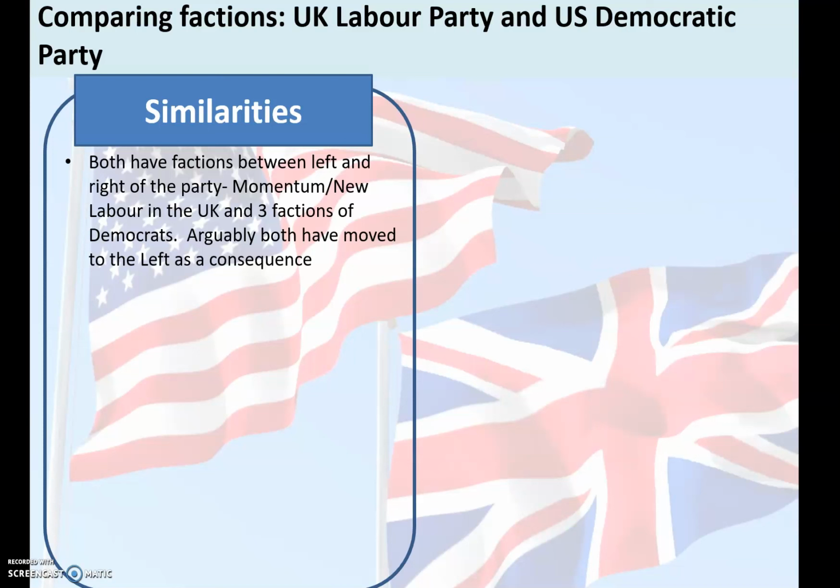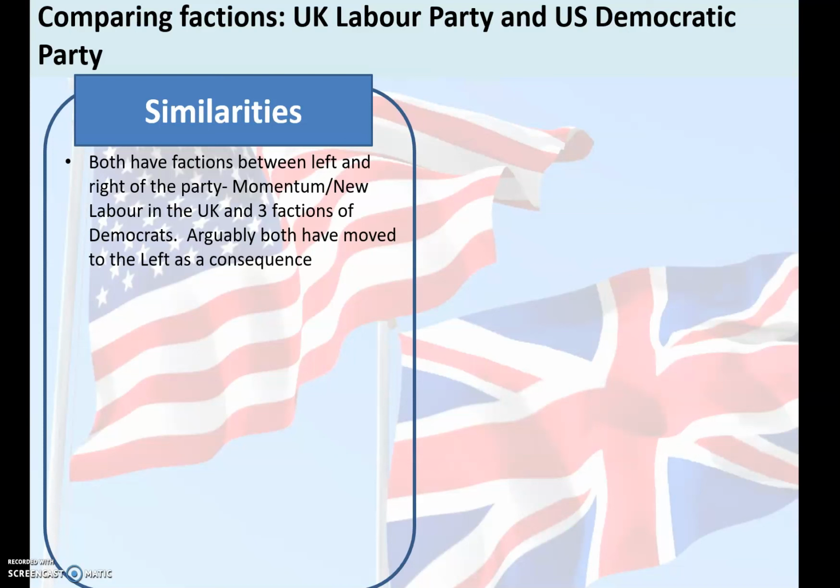But there's the difference between the left and the right within the Labour Party, and that's also true in the Democrats, isn't it? The progressive left versus the New Democrats versus the Blue Dogs. So they've both got factions based on left and right within the party.